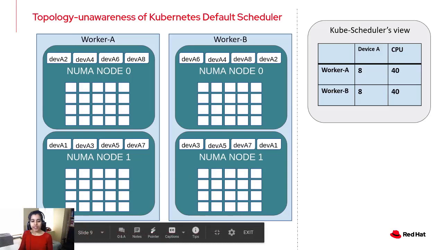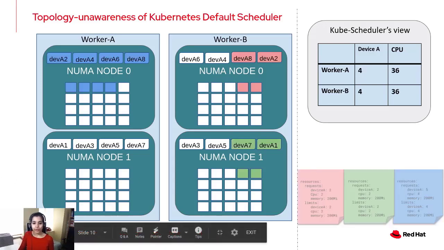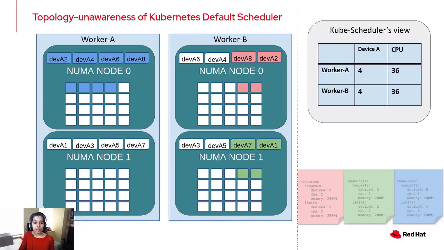So let's try to understand this with the help of an example. We have two worker nodes here, worker A and worker B, with 40 CPUs and 8 devices split equally across NUMA nodes, meaning that there are 20 CPUs and 4 devices on each NUMA node on each worker node. Both worker nodes have been configured with the single NUMA node Topology Manager policy, which essentially means that all the resources should be allocated from the same NUMA node. Here we show a scenario where workloads running on the node and the resources consumed by them are distributed differently, but the cumulative resource consumption, and hence the allocatable resources on each node, is the same.